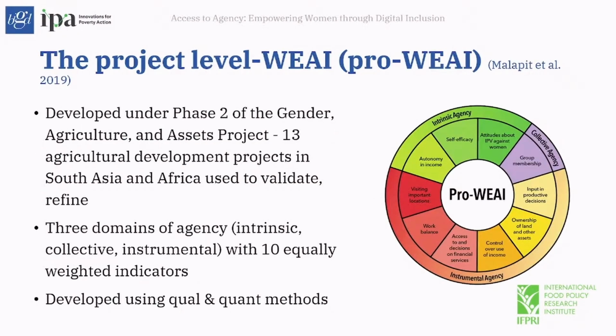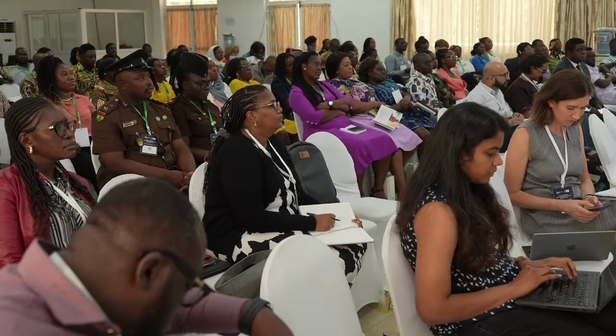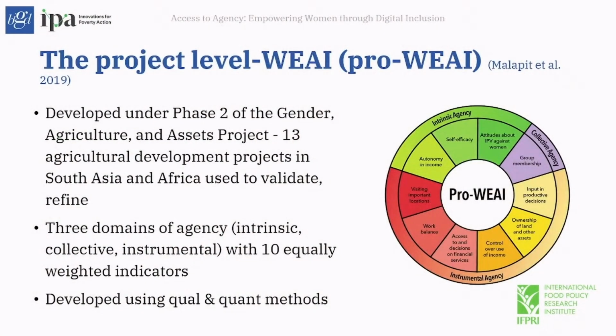So the first of these is the Project Level Women's Empowerment in Agricultural Index, or the PRO-WEA as it's called. And this was developed under phase 2 of the Gender, Agriculture and Assets Program, or the GAAP project, which had 13 agricultural development projects in South Asia and Africa, which participated in this metrics development exercise. And so what that meant was there were these initial formative discussions with projects where they talked about what kinds of metrics were important for them to be able to track progress over time. Those metrics were then created, tested in the field, validated, and refined.